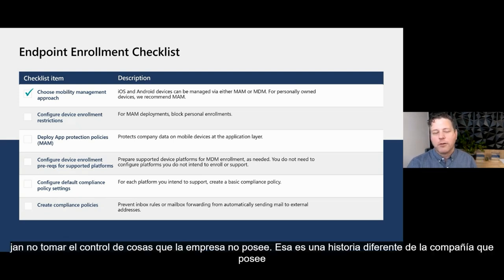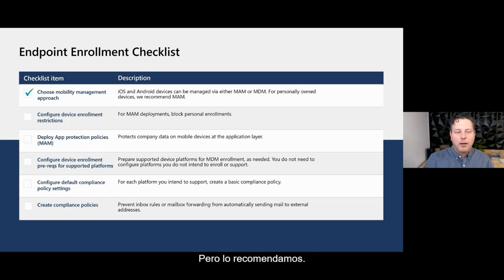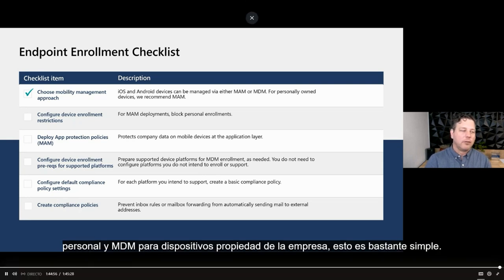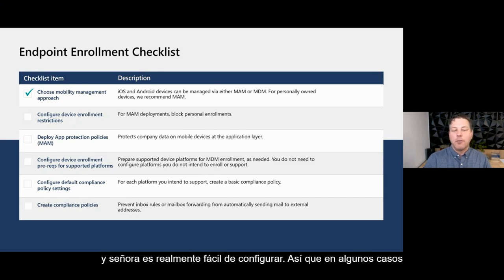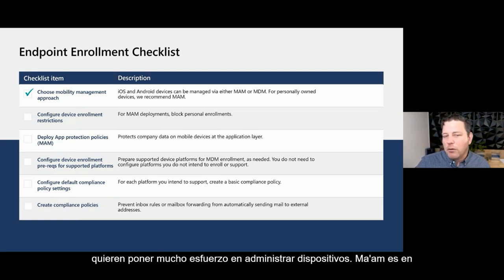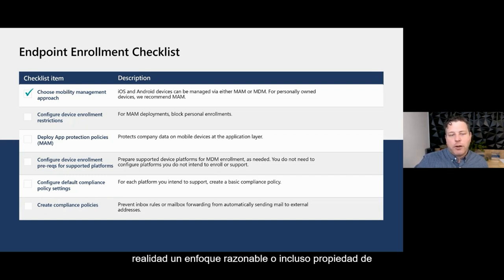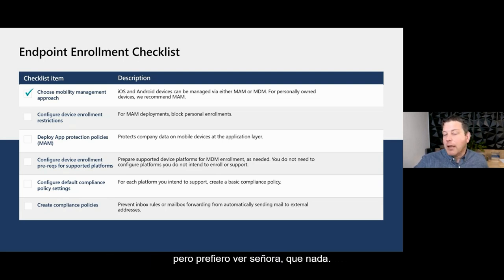That's a different story if the company owns the device. They can set the rules. It's their device, and they can do as they choose. But we recommend MAM for personally owned devices and MDM for company-owned devices. This is pretty simple. And MAM is really easy to set up. So in some cases, I have customers that want security, but they don't want to put a lot of effort into managing devices. MAM is actually a reasonable approach for even company-owned devices in some cases. We still recommend MDM, but I'd rather see MAM than nothing.